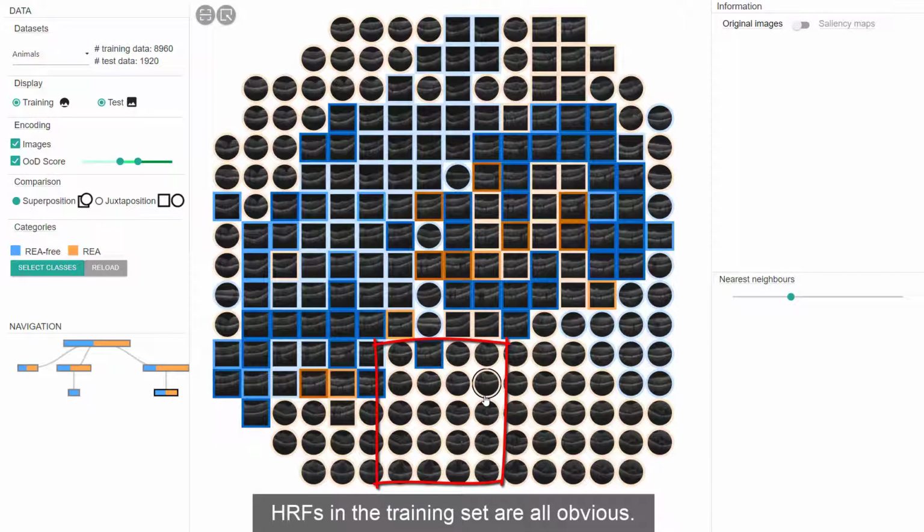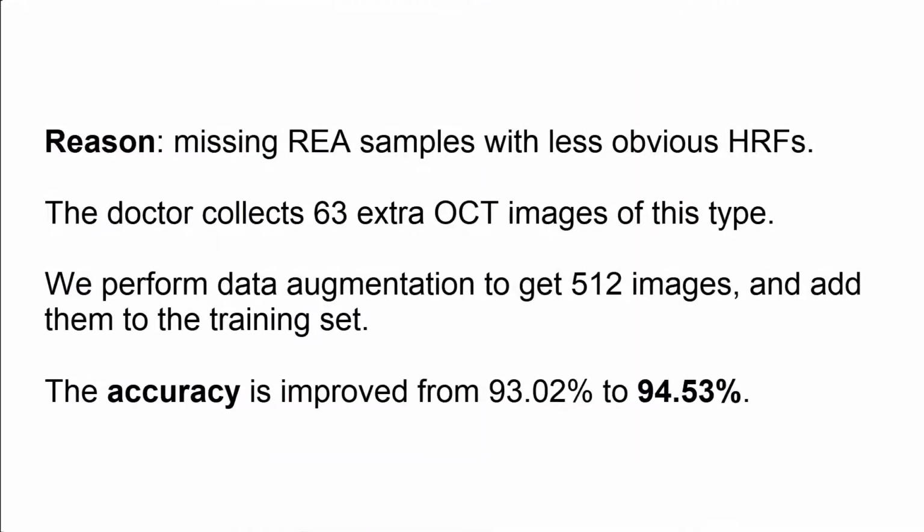The doctor finds that HRFs in the training set are all obvious. So missing REA samples with less obvious HRFs leads to these OOD samples. By adding such missing samples, the accuracy is improved from 93.02% to 94.53%.